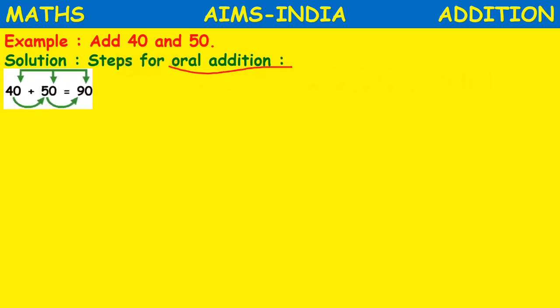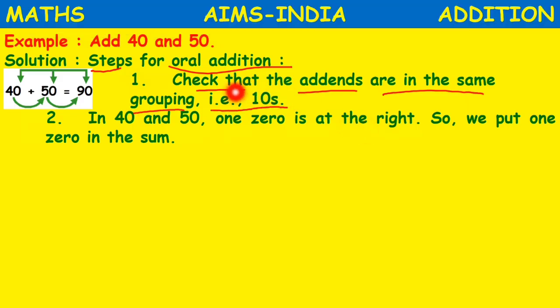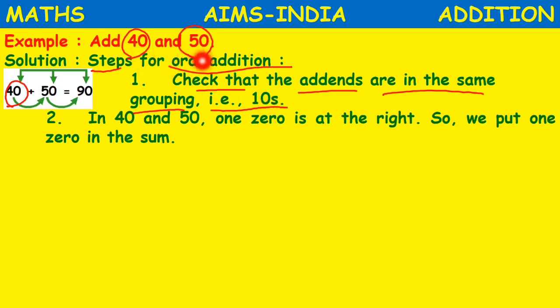Now the first example is: add 40 and 50. What should we do for oral addition? The steps. First, check that the addends are in the same grouping, that is tens. What do the addends mean, children? If you remember from our first class, addends means the numbers which we are adding, like here 40 and 50. We have to add these two numbers, right? Yes, so these two numbers become our addends. They should be in the same groups.